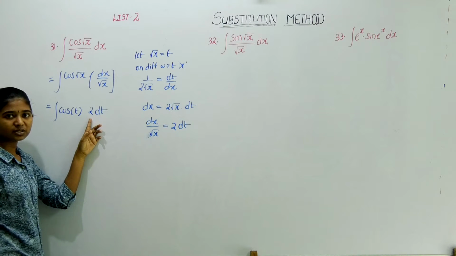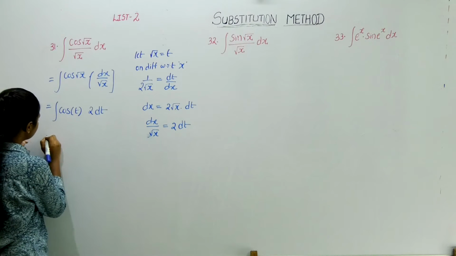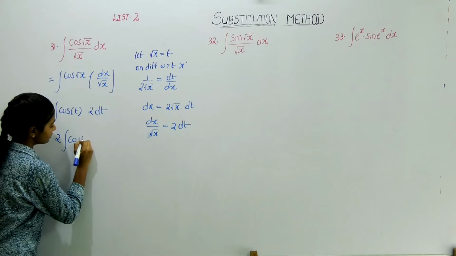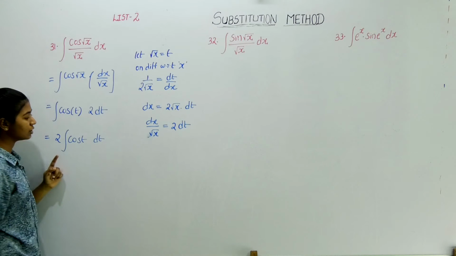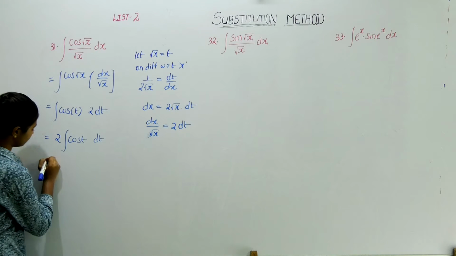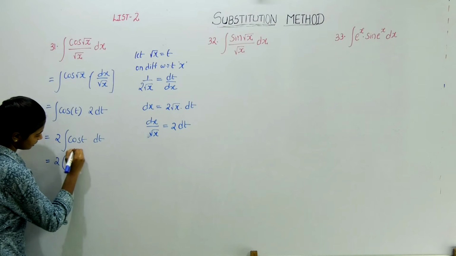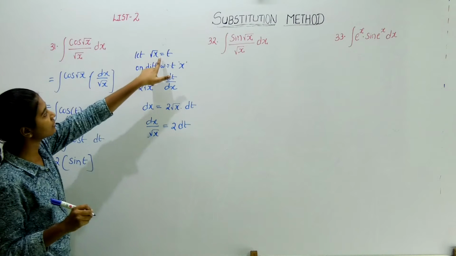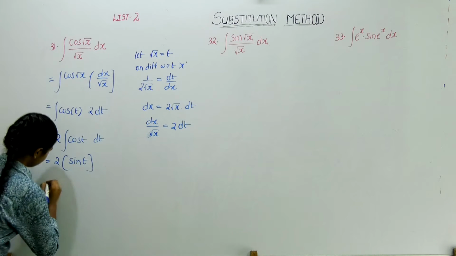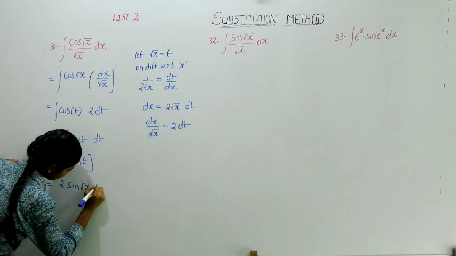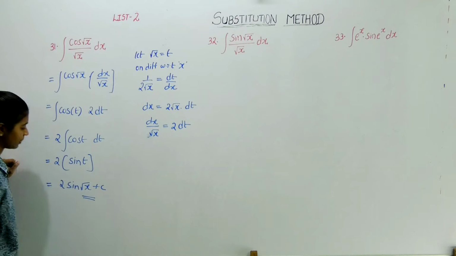Here 2 is a constant, we take it out of the integration and we are left with integral cos t dt. We know the formula for integral cos x dx is sin x. So the integral of cos t is sin t, and what is the value of t? It is root x. So it is equal to 2 sin root x plus c. This is the final answer.